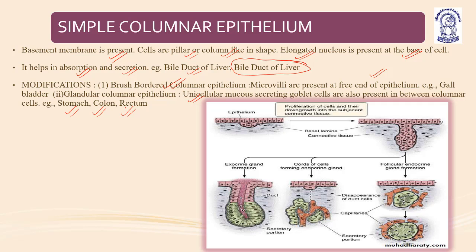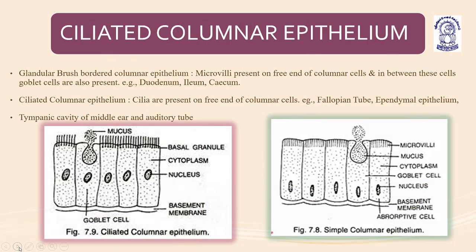Then the glandular brush border columnar epithelium, in which microvilli are present on the free end of columnar cells, and in between these cells, goblet cells are present. So this is known as what? Glandular brush border columnar epithelium. It is present in duodenum and ileum. Understood?